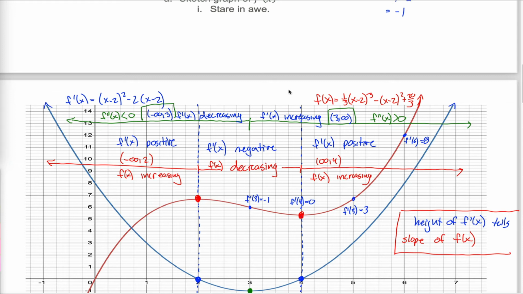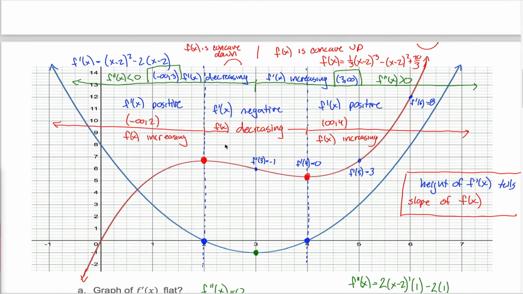On this interval from 3 to infinity, the graph of f of x is concave up. For concave up, think about a bowl. It has this shape. Contrast that with over here from negative infinity to 3, everything to the left of 3, where f of x is concave down. The shape of the graph in red looks like an upside down bowl, kind of like this.